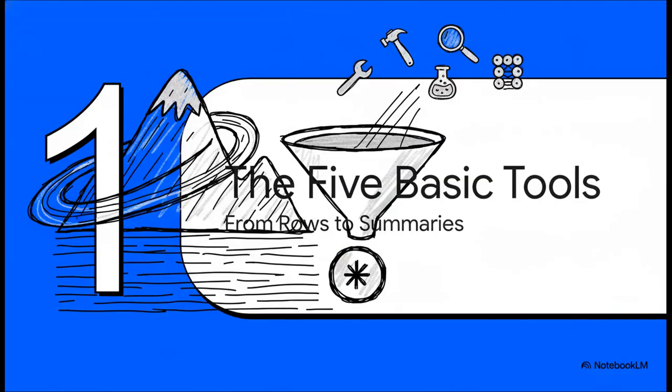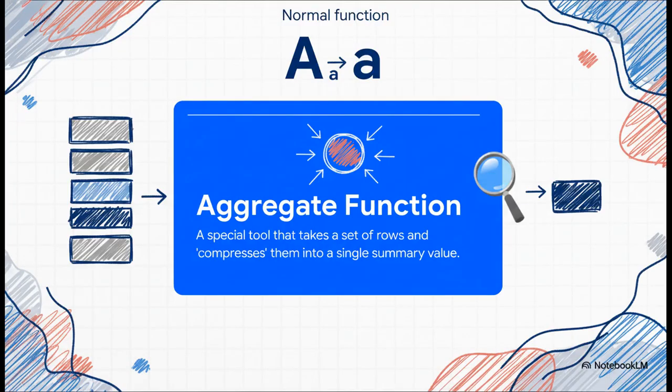So how do we start to tackle this mountain of data? Well, we need the right tools for the job. We're going to start with 5 foundational functions. Think of them like data summarizing superheroes, each one capable of squishing millions of rows down into a single powerful number. These tools are called aggregate functions, and the best way to think of them is like a data compressor.